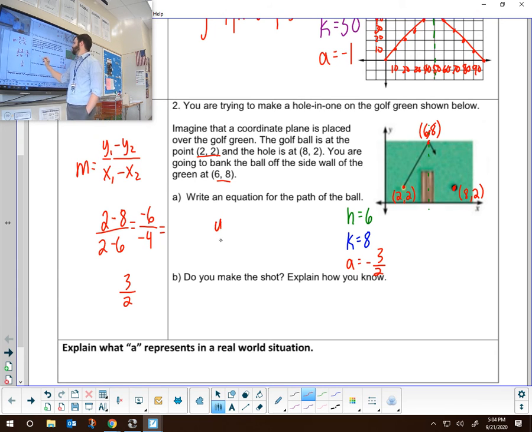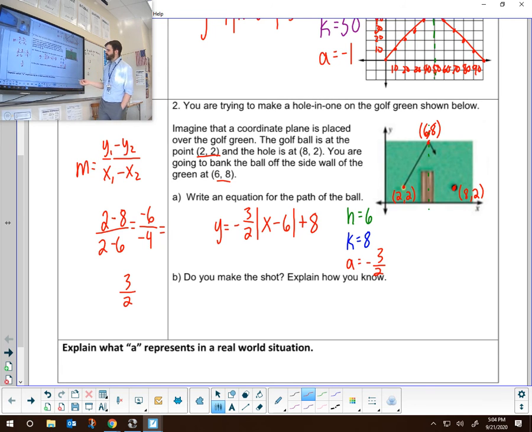I can say y equals negative 3 over 2 times the absolute value of x minus my h, which is 6, plus my k, which is 8. There's my equation. Okay, let's see if I make the shot. What we can do to make the shot is we can see, does (8, 2) plug in and work in my equation? If I plug in (8, 2) into my equation, does it work?